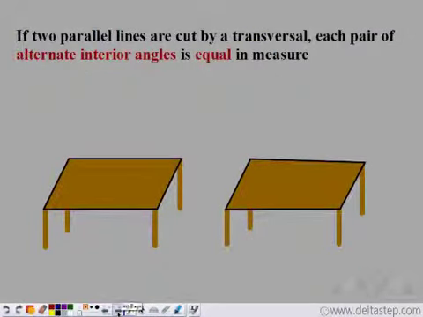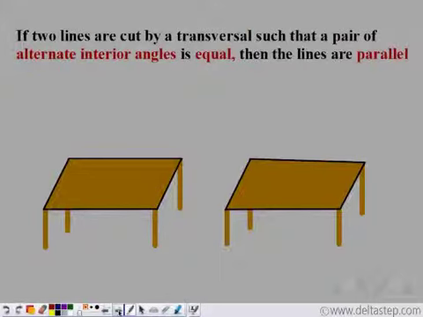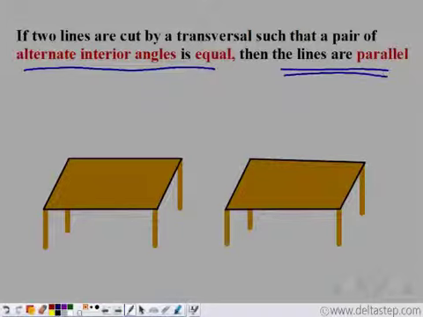Now we have also learned that if two parallel lines are cut by a transversal, then each pair of alternate interior angles is equal in measure, and the converse of this also holds true. That is, if two lines, any two lines, are cut by a transversal such that a pair of alternate interior angles is equal, then we can say that the lines are parallel.